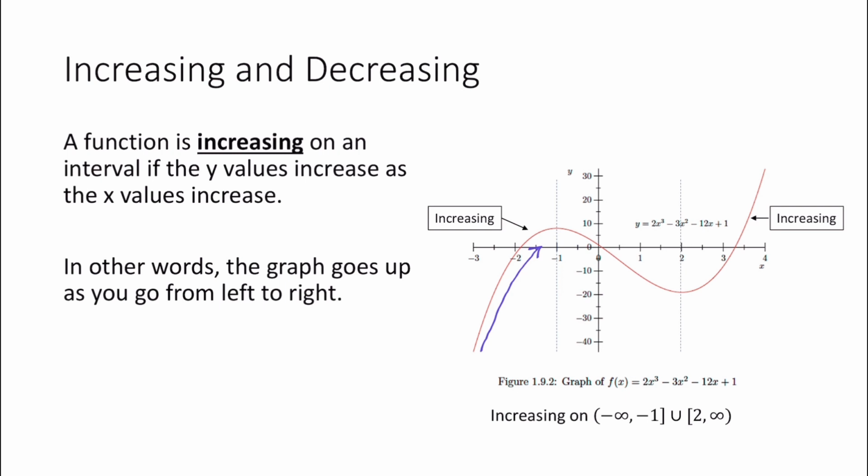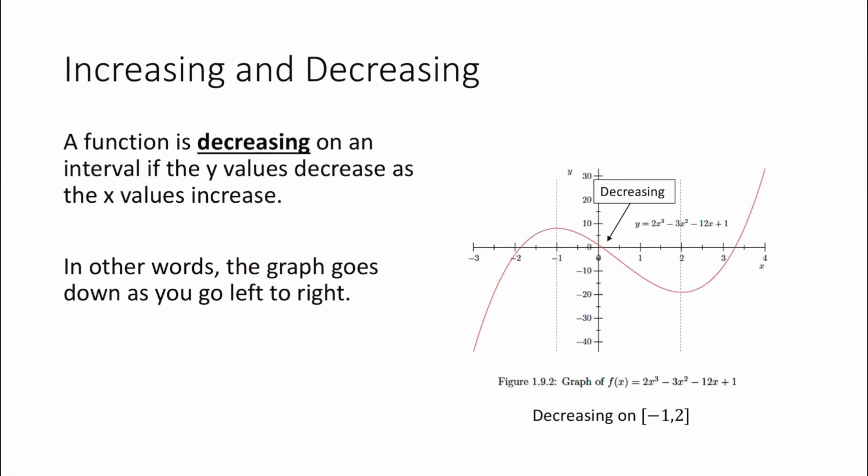And also it is increasing on the interval you can see here from 2 to infinity, because notice that as I go from left to right, my function is going up. Similarly, this function is decreasing if the y values decrease as the x values increase. So you can see in this interval from negative 1 to 2, my function is going down. That means my graph goes down as I go left to right, so it'll be decreasing on this interval from negative 1 to 2.